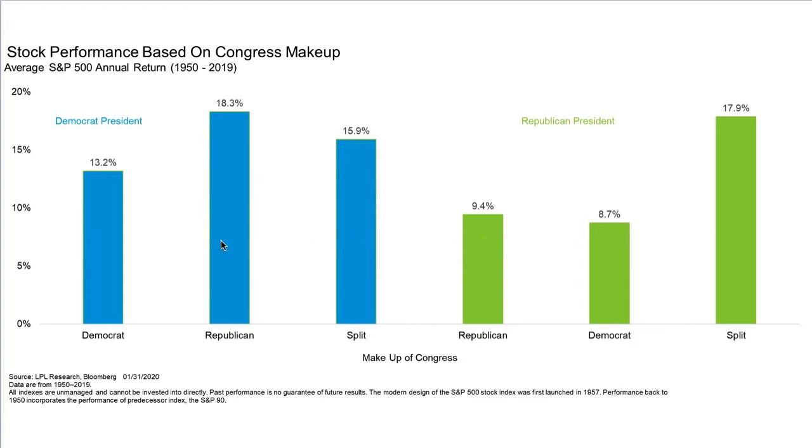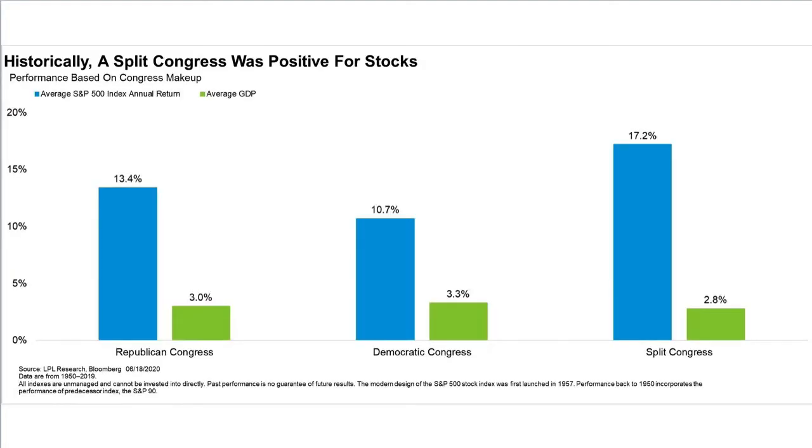As you can clearly see, the number one performing, and this is calculated on an annualized return basis from 1950 till 2019, is a Republican Congress with a Democrat president, which historically returned 18.3% per year. The worst performance was where you had a Democrat Congress with a Republican president. Second best was where you had a Republican president with a split Congress, like we have now. It's just interesting, but I think the next slide points things out a little bit clearer.